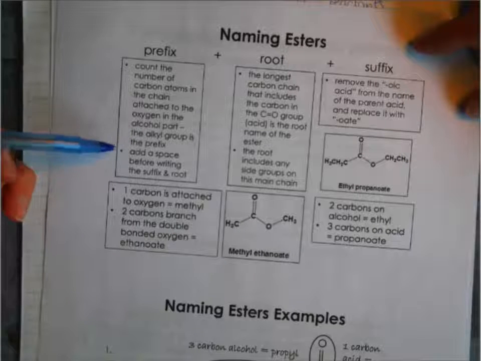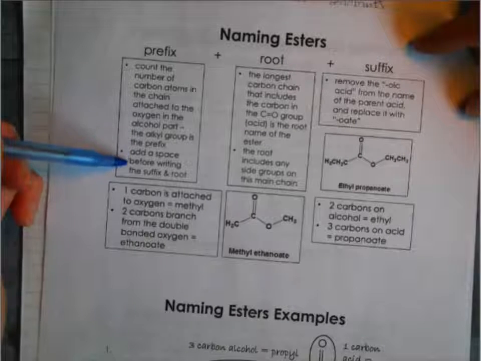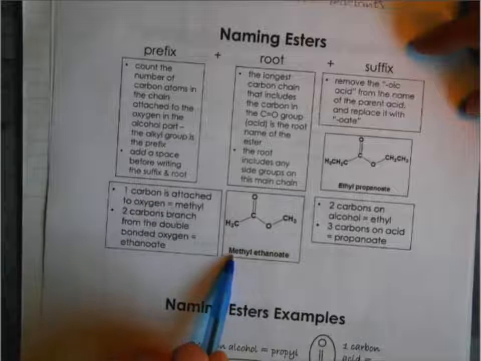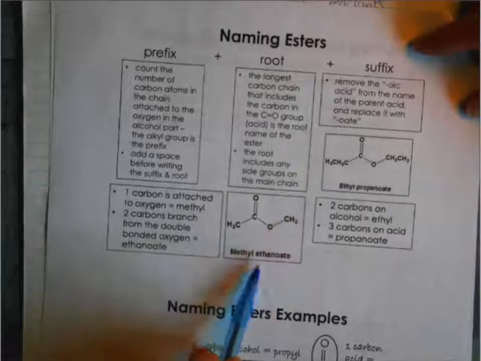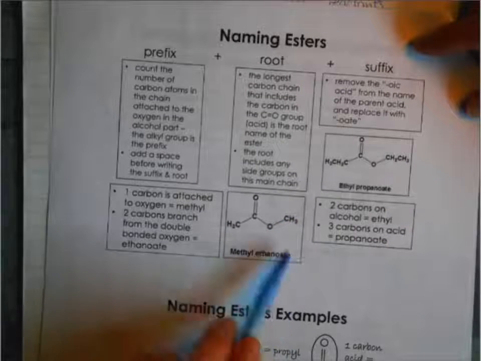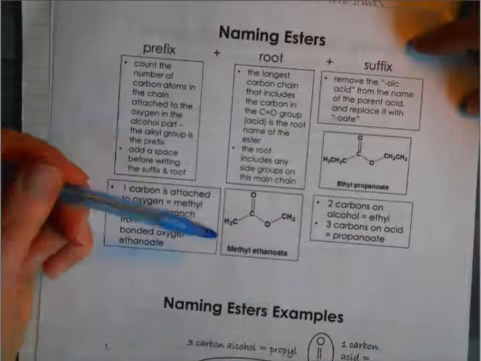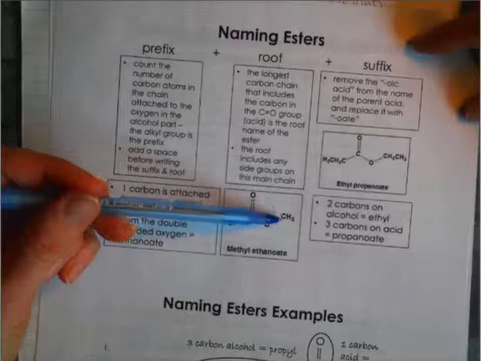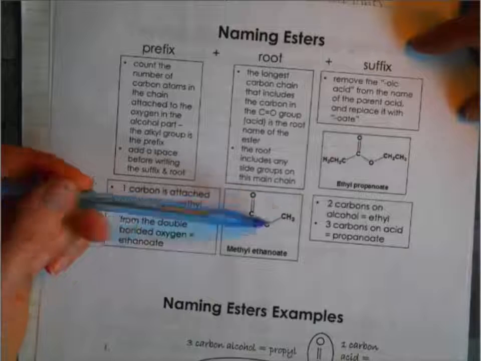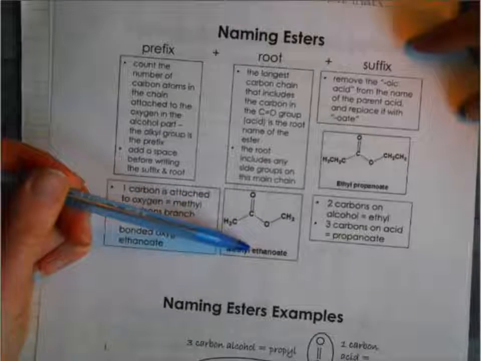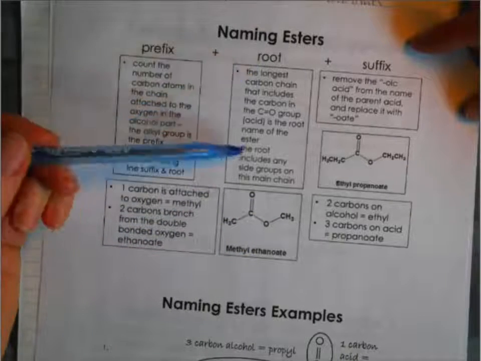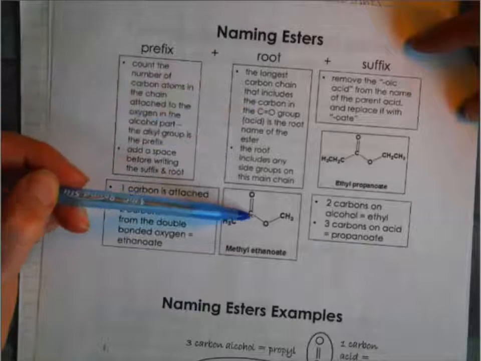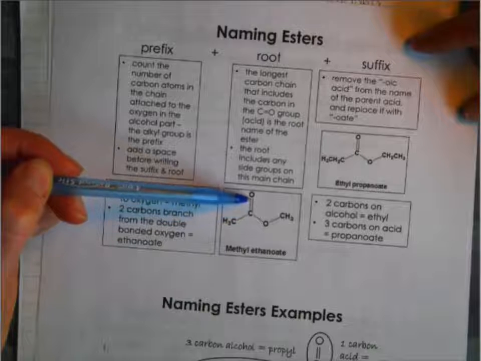as that alkyl group. And then you need to add a space before you write the next part, right? So like you've seen probably with the names, it's going to be the name of that chain, space, and then the name of the second component over here. So in this particular case, we have an oxygen single bonded to a single carbon, and so that's going to be a methyl group, right? So we have methyl, space, and then the root name over here is going to be the longest carbon chain that includes the carbon that has the double bond on it.